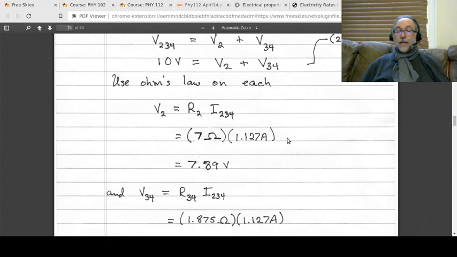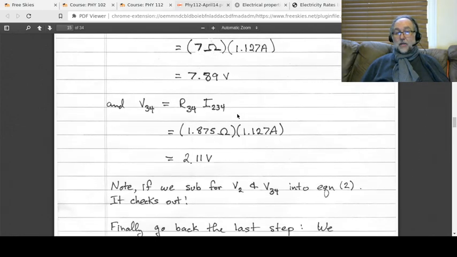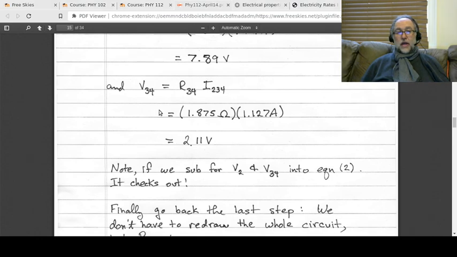And now what do you do? You do the same thing for the other resistor, which is the combined 3,4 resistor. So you get the voltage drop across 34 is R34 times I234. The current through both of them is the same, so that didn't change, 1.127 amps. But the combined resistance of 3,4 is 1.875 ohms, giving you 2.11 volts.